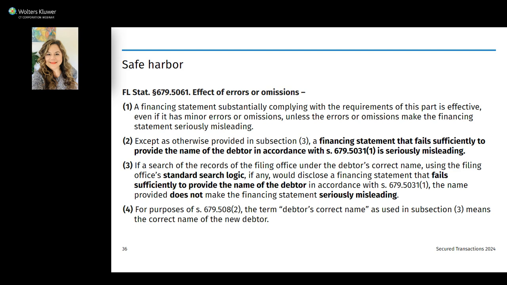As long as a search of the records in the filing office under the debtor's correct name using the filing office's search logic would have disclosed a financing statement, even though it's wrong, then it will not make the filing seriously misleading. I suggest you read this on your own a little bit later. I want to show you a couple cases where it actually comes into play. And I purposely added Florida's specific state safe harbor statute because I want to talk about a safe harbor case.